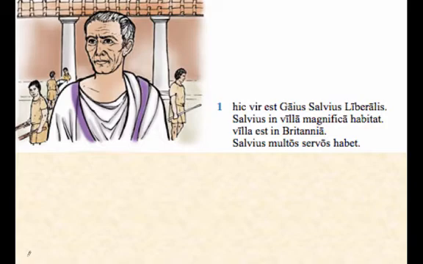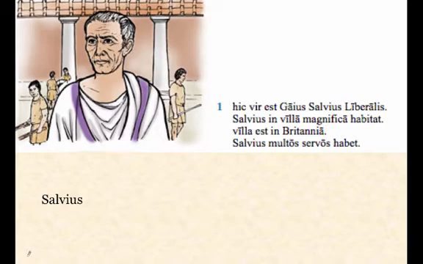Hic vir est Gaius Salvius Liberalis. This man, est, is, and then here's his name. Remember, a good Roman has three names: Gaius Salvius Liberalis. We haven't had anything so far that's new, but remember, you learned last week the irregular verbs possum, volo, and nolo, and they're going to appear soon.